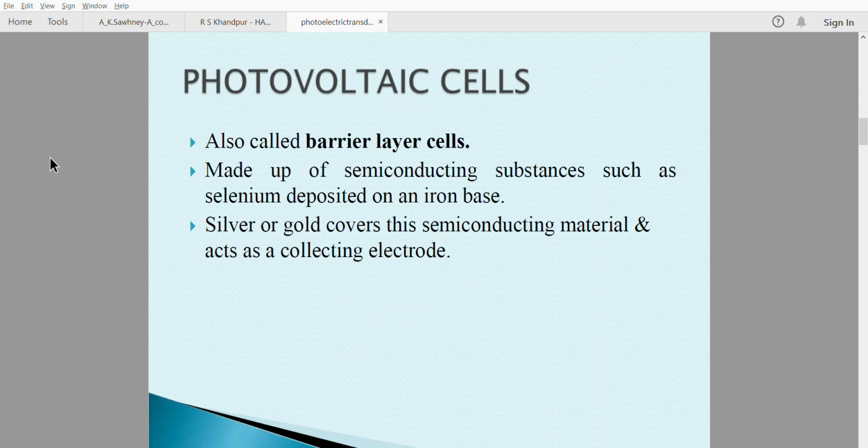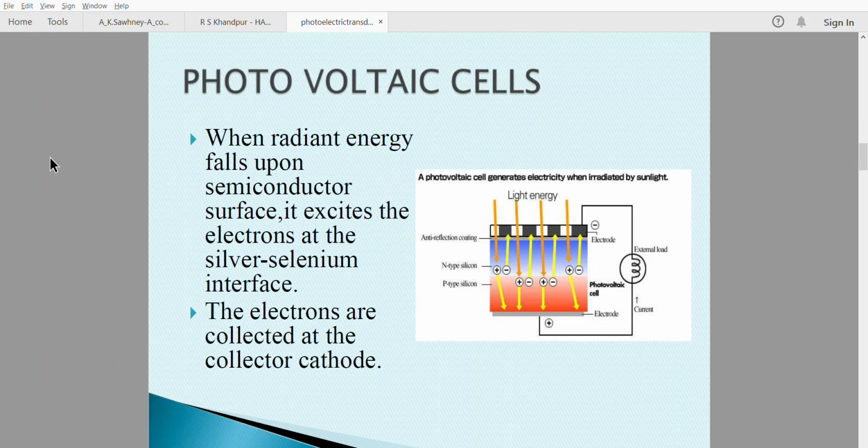Photovoltaic cells are also called barrier layer cells, made up of semiconducting substances such as selenium deposited on an iron base. Silver or gold covers this semiconducting material and acts as the collecting electrode. Photovoltaic cells work on the principle of radiating energy upon the semiconductor surface. When it gets excited, it emits electrons at the silver selenium interface. Okay, the electrons are collected at the collector cathode.